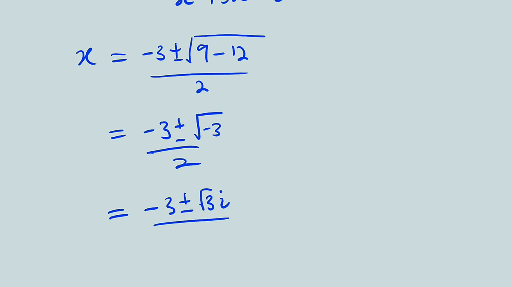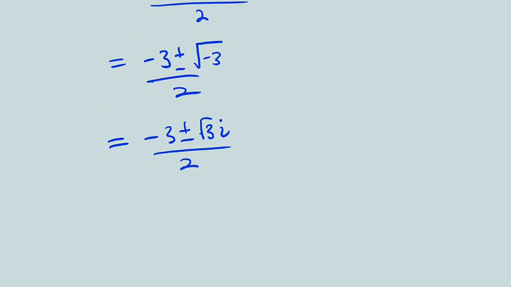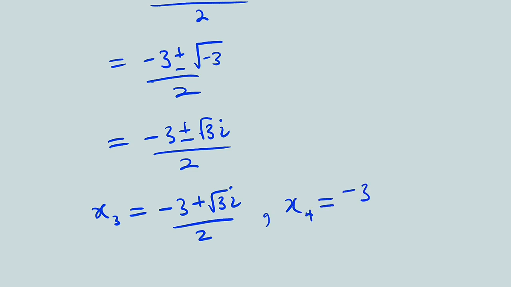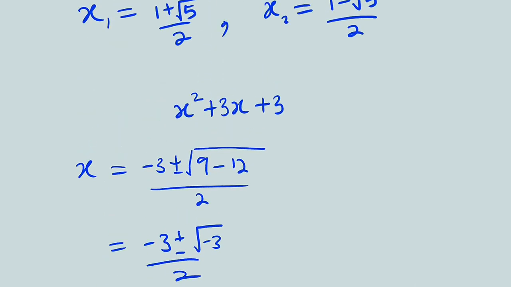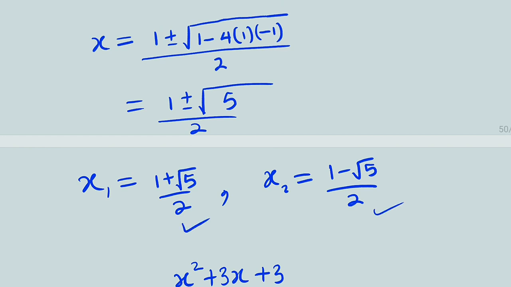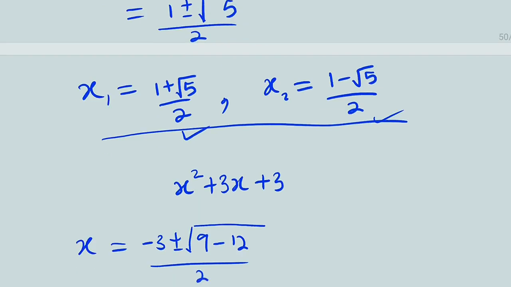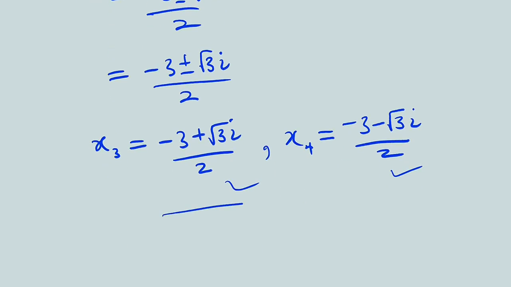So this is complex root. x3 is equal to negative 3 plus root of 3i divided by 2, and x4 equal to negative 3 minus root of 3i divided by 2. So these are all the possible values of x. We have 1 here, the second one here, the third one here, the fourth one here. So these are the real roots, and these are said to be the complex roots.